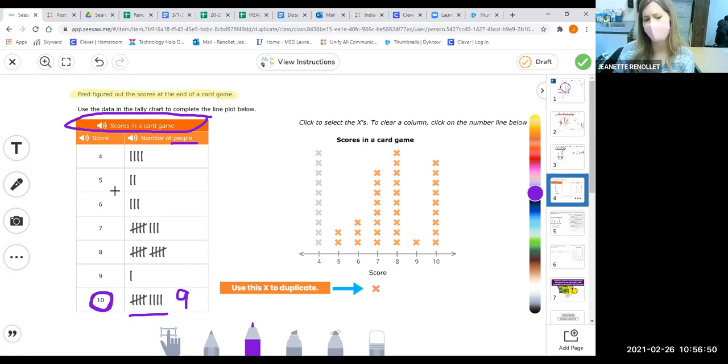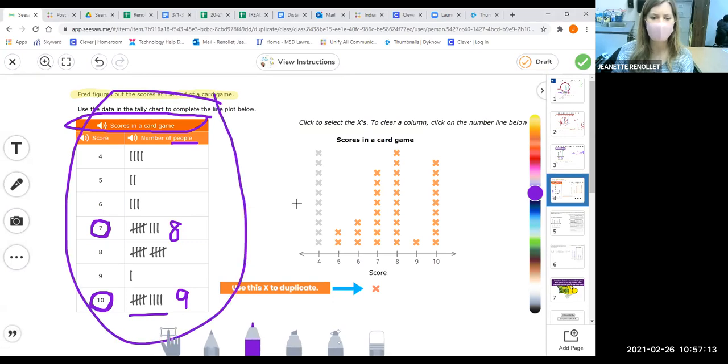Good. How many people scored 7 points? Who can answer that? How many people scored 7 points at the end of the game? Mercedes. Nice job. Mercedes says 8 people scored 7. Perfect.